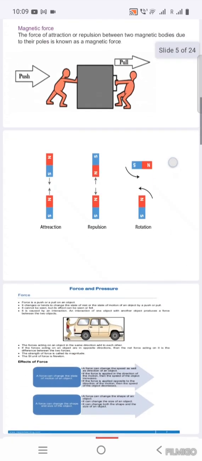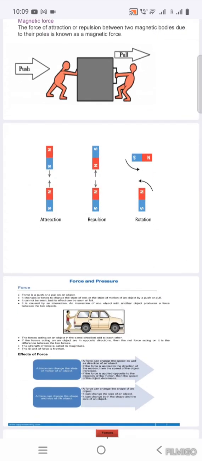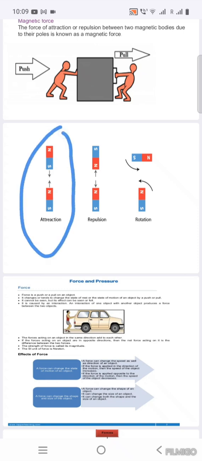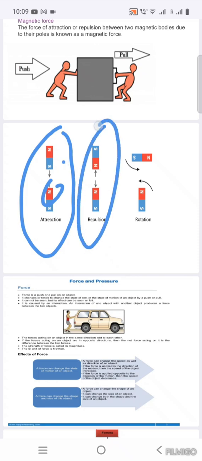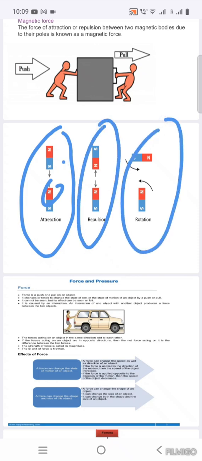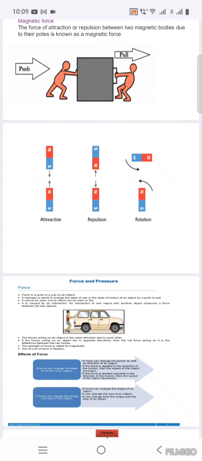That is a magnet. In the first case there is attraction between the opposite poles, one north pole and the other a south pole. Here there is repulsion between the similar poles, and here is rotation because of de-alignment of the poles of the magnet.